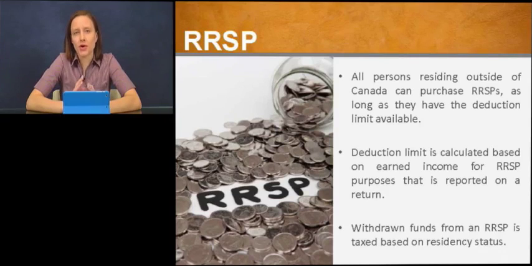If you contribute or wish to contribute to a registered retirement savings plan, note that residency does not restrict you from making contribution. In all cases, you must have the appropriate deduction limit in order to contribute. However, please note that certain financial institutions may prohibit the purchase of RRSPs by non-residents. Earned income for the purpose of calculating your RRSP's deduction limit include employment income, foreign income, CPP, QPP benefits, rental income, and business income.